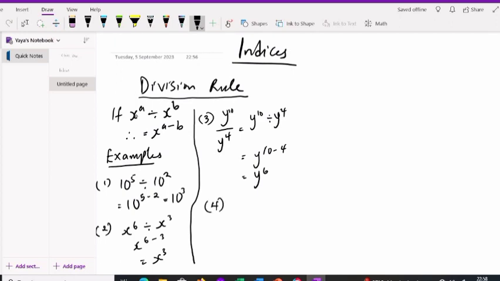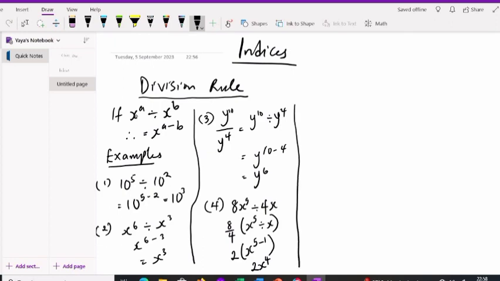For number 4, the question says 8x raised to power 5 divided by 4x. We deal with the numbers first. So that means we have 8 divided by 4 times x raised to power 5 divided by x. If we divide the numbers, we are going to have 2 times x raised to power 5, and then this is x raised to power of 1, so minus 1. Our final answer is going to be 2x raised to power of 4. So that is the answer to that.